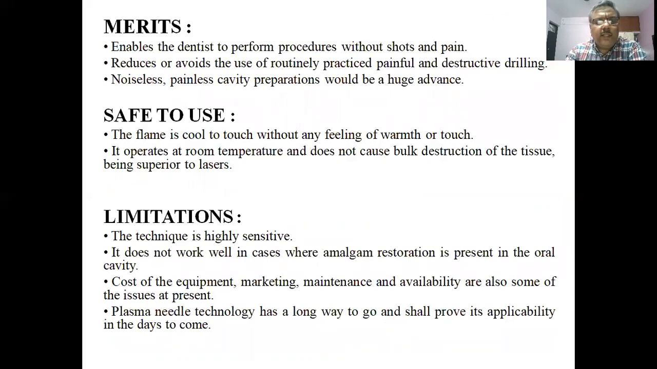The merits of these are that it enables the dentist to perform procedures without shots and pain. It reduces and avoids the use of routinely placed painful and destructive drilling. Noiseless, painless cavity preparations would be a huge advantage, and it is safe to use. It operates at room temperature and does not cause bulk destruction of tissue. But the technique is highly sensitive. It does not work well in cases where restoration is present in the oral cavity. Cost of the equipment is also a concern, and plasma needle technology has a long way to go.